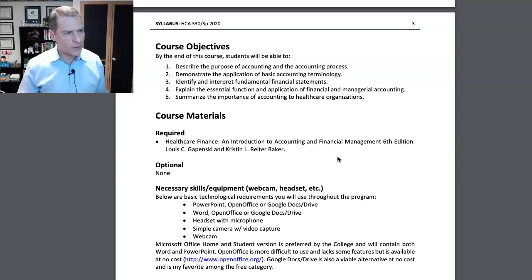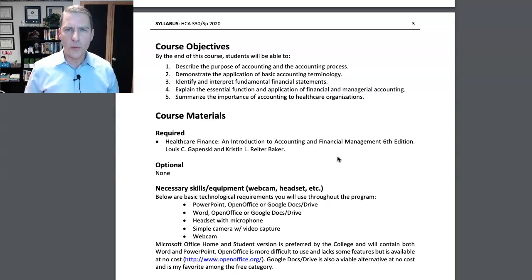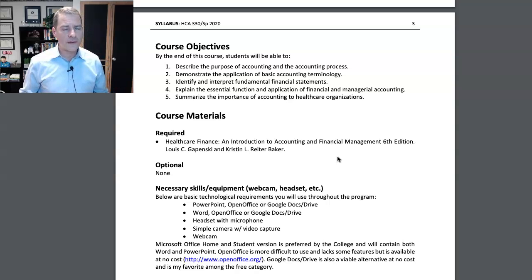So when you look at these objectives, they're really kind of fundamental. Describe the purpose of accounting and the accounting process. Demonstrate the application of basic accounting terminology. Know what the words mean because you're going to hear these words in the real business environment. Identify and interpret fundamental financial statements: balance sheets, income statements, statements of cash flows. Understand what those are and how they're used. You'll know that by the end of this course.